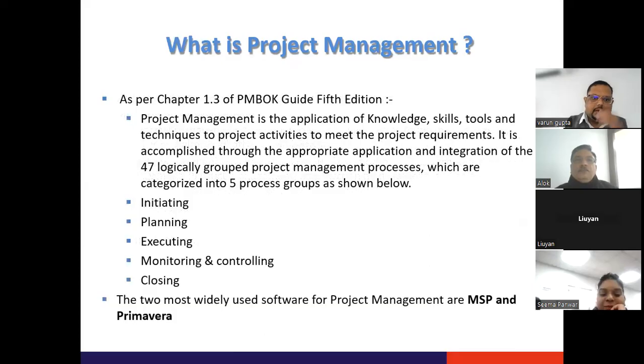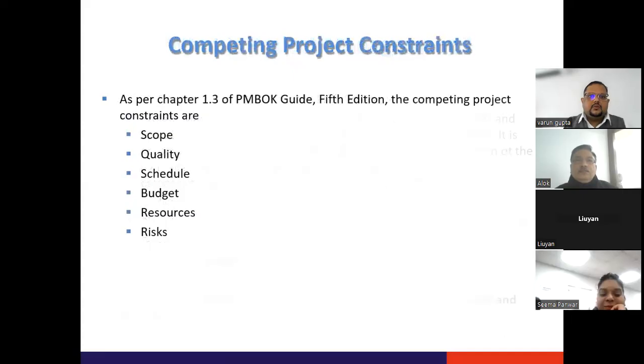Now, these are the process groups in project management: initiating, planning, executing, monitoring and controlling, and closing. This is what chapter 1.3 of the PMBOK guide explains. PMBOK, again, is the Project Management Body of Knowledge, as we discussed. Previously it was scope, time, and cost. This was the project triangle.